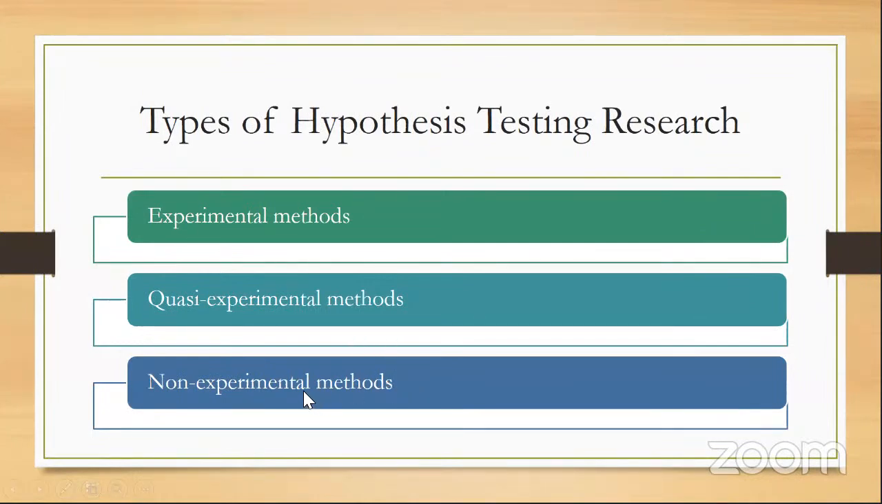Okay, I hope I'm clear there regarding non-experimental methods. Yes, sir. So you don't have any control regarding the extraneous variables. So it is very difficult to ascertain causality, like that is the cause and effect.